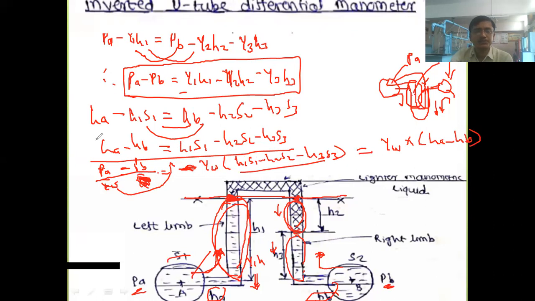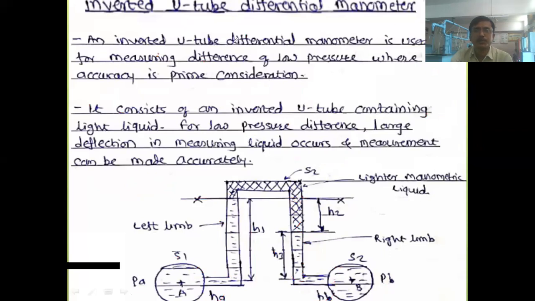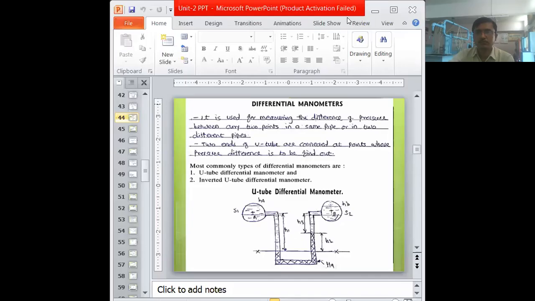Whatever HA minus HB we get by using this equation, we just have to multiply it by gamma W, so that we get the pressure intensity difference PA minus PB. Okay, so this way we have derived this equation for this inverted U-tube differential manometer also. This much part we studied in the previous lecture. So I think no one has any doubt about this. Is there any doubt to anyone about this?